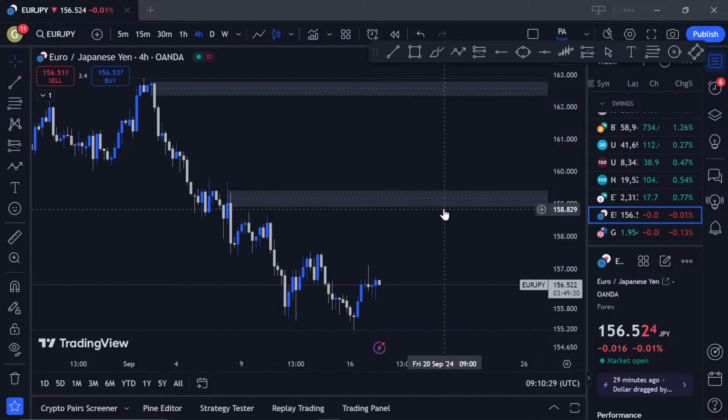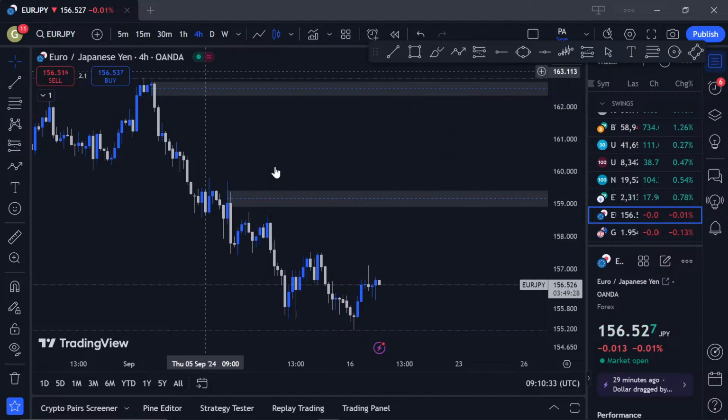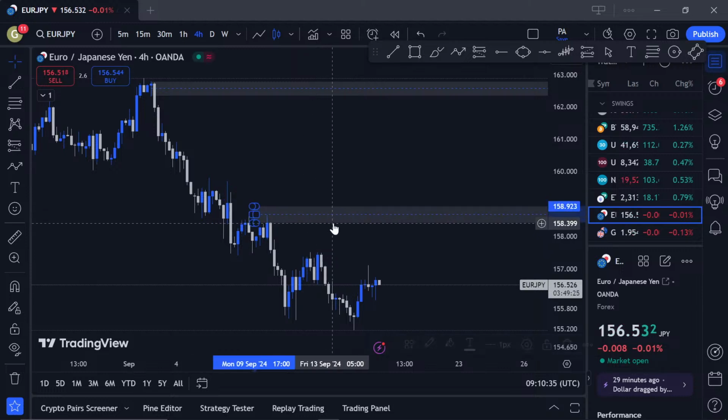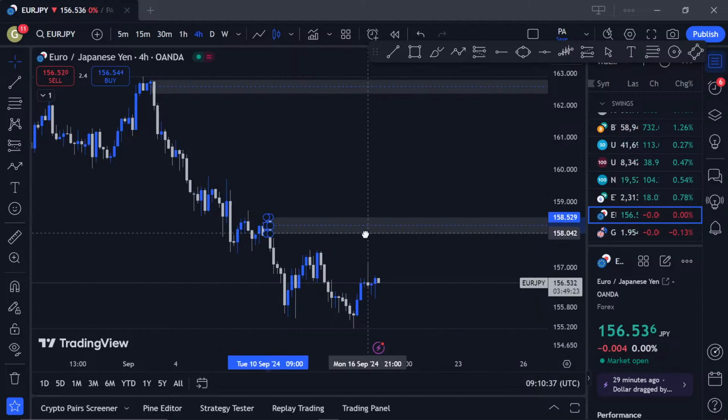Euro JPY. Okay. This is still a downtrend, and it has even created a new supply here already.